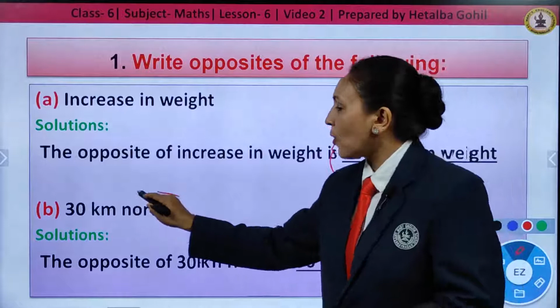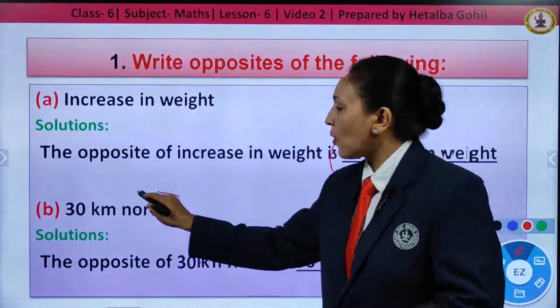Question number 4. The adjacent figure is a vertical number line representing integers. Observe it and locate the following points. Okay, children, the number line is given and we have to answer a few questions based on it. If point D is plus 8, then which point is minus 8? So let us go to the answer. If point D is plus 8, then point F is minus 8. So which is that point? Point F there.